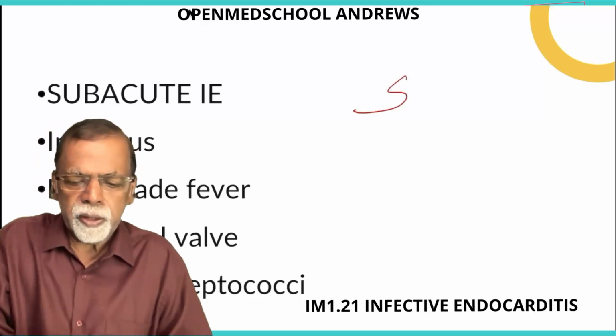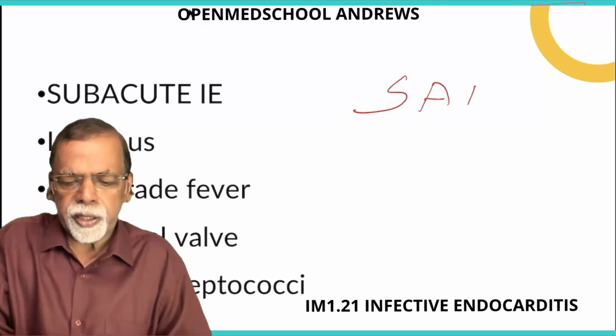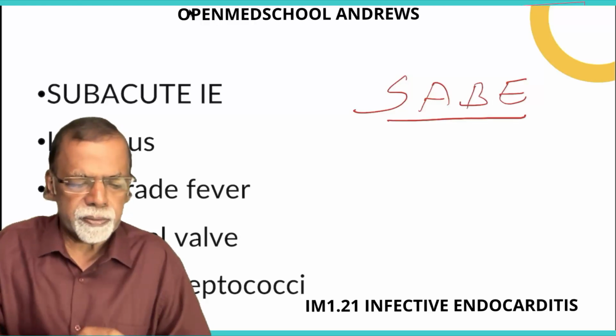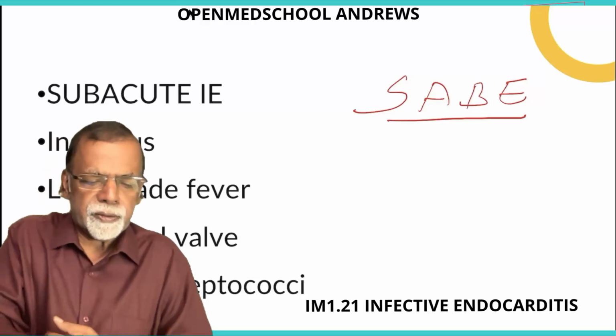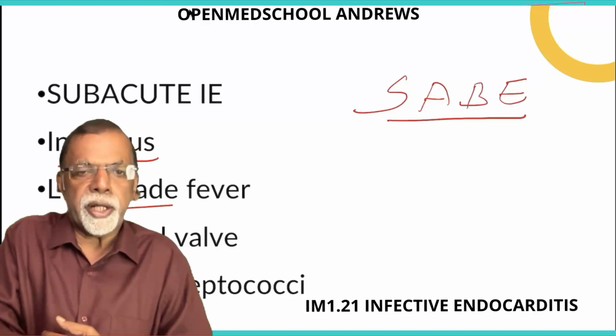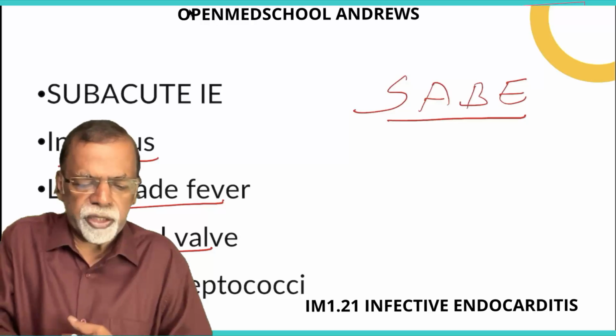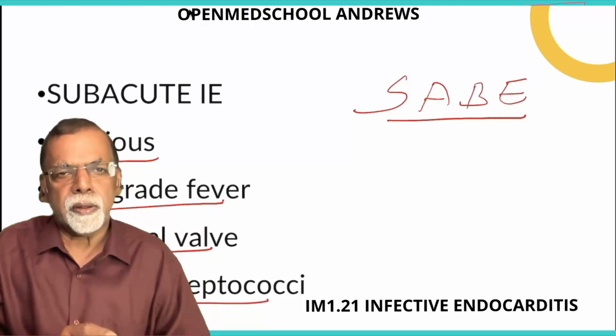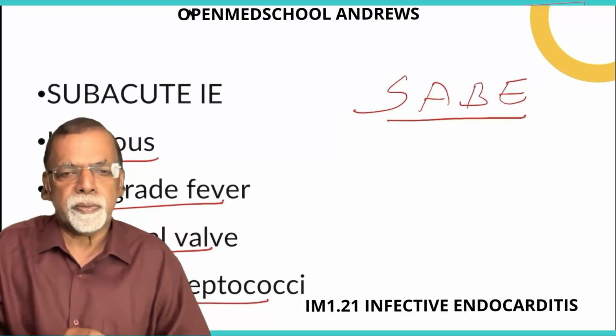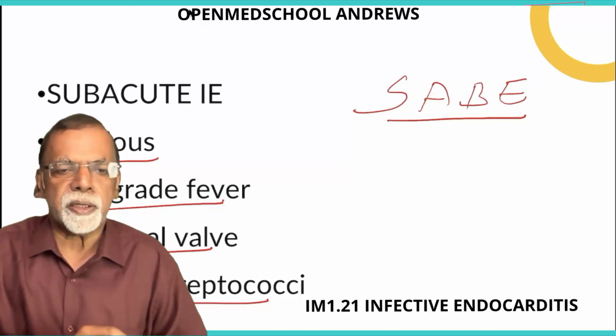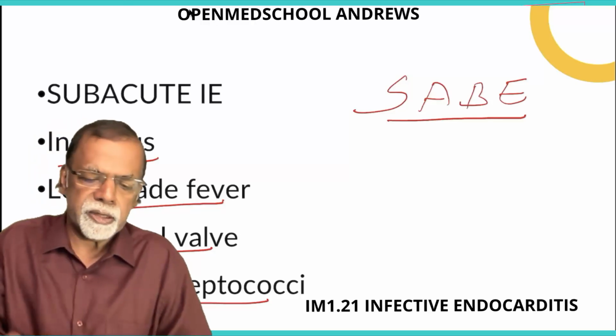Whereas subacute infective endocarditis, previously called subacute bacterial endocarditis, is insidious. The fever is usually low grade and commonly it occurs in an abnormal valve, and Streptococcus viridans is the commonest organism. The most common, around 30% of cases, is the viridans streptococci.